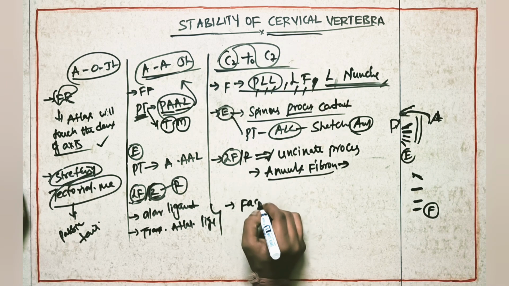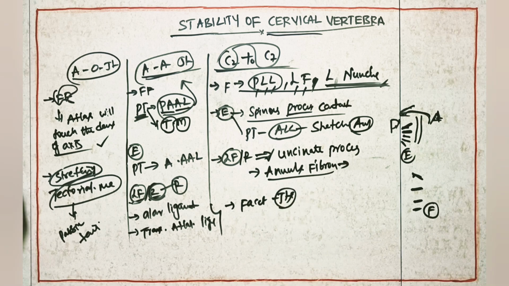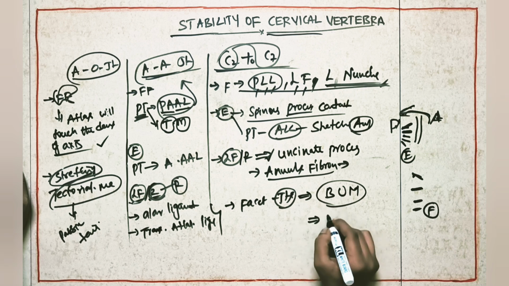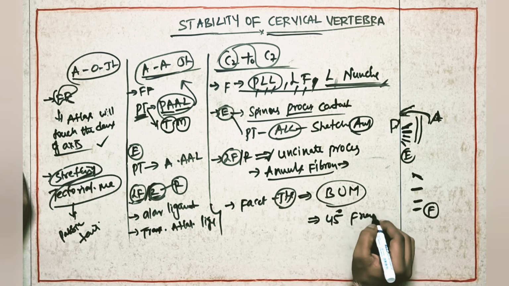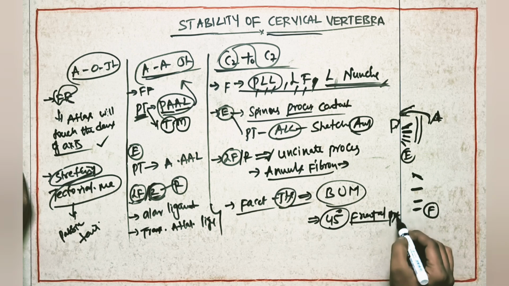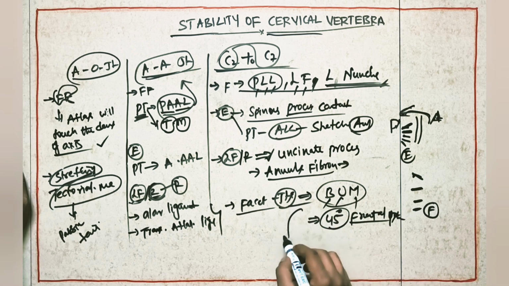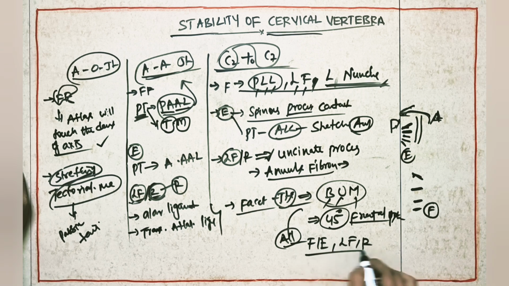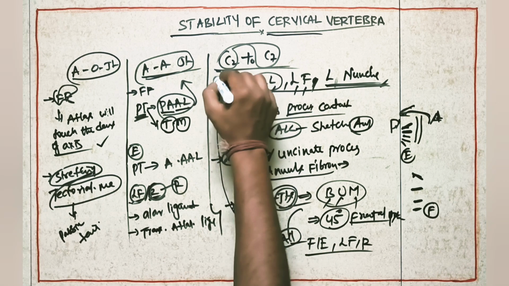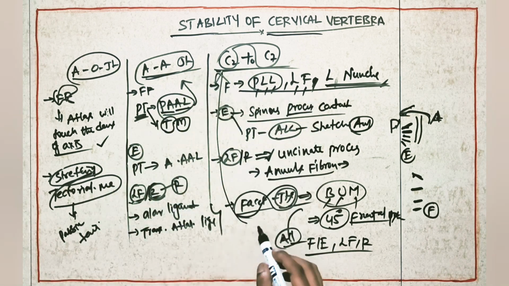And one more, the facet joint orientation in the cervical spine we discussed. It is backward, upward and medially, showing a 45-degree angle with the frontal plane. Because of this 45-degree orientation with the frontal plane, backward, upward, medially, all the movements are possible: flexion, extension, lateral flexion and rotation of the cervical spine. Even though these movements are possible, these facet joints are going to provide stability to the cervical spine from C2 to C7 while doing lateral flexion and rotation movement.